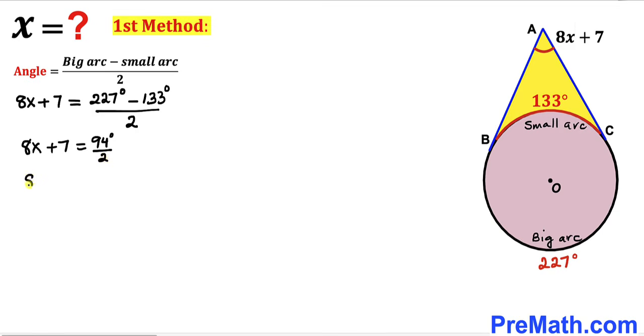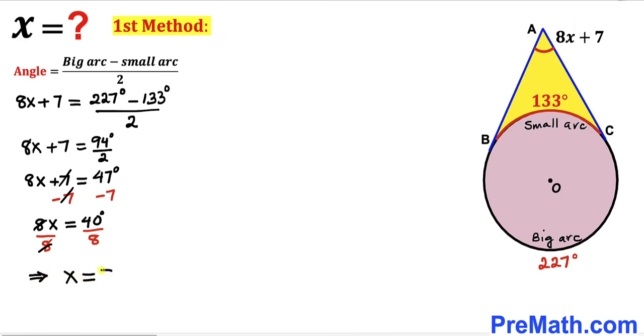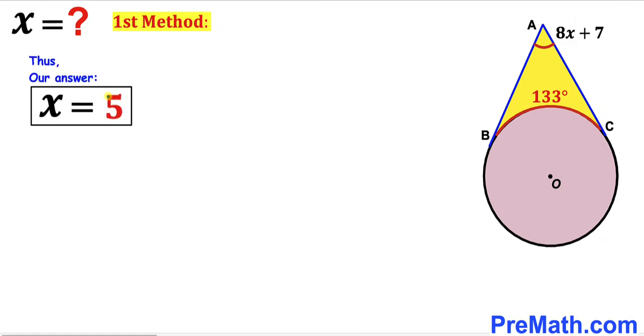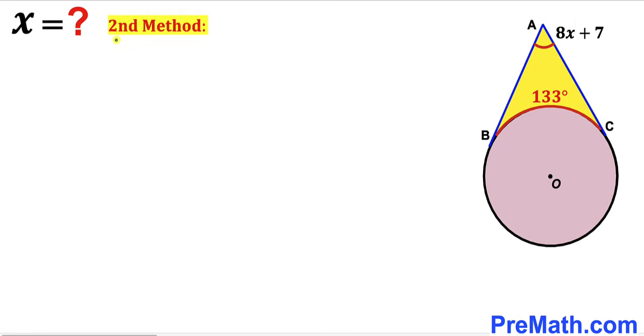Finally, we can write this as 8x plus 7, and the right-hand side reduces to 47 degrees. Now we subtract 7 from both sides. This cancels out, so 8x turns out to be equal to 40 degrees. Let's divide both sides by 8 to isolate x. The 8 and 8 are gone, so our x value simply turns out to be 5 degrees by using the very first method. Now let me share with you the second method.